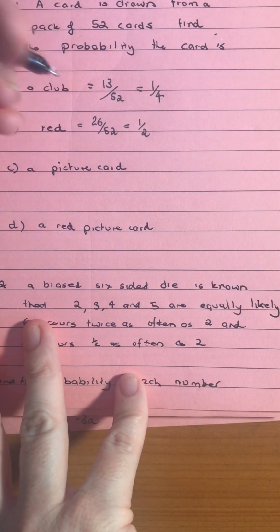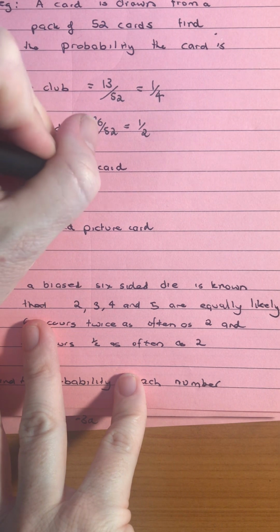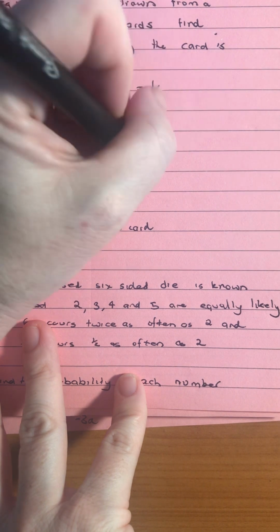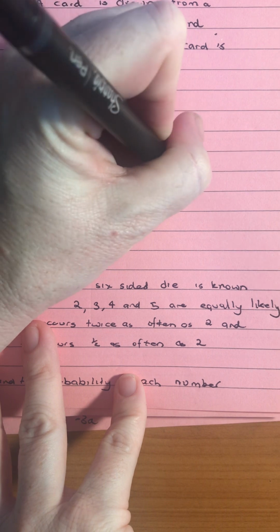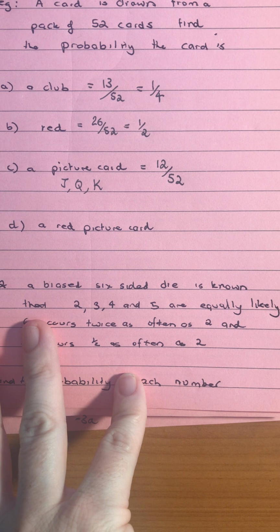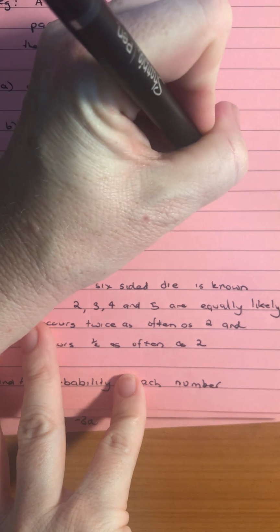Now our picture cards are our jack, queen, and king. So for each of the suits, so we have our 4 suits, we have 3 of each. That will be 12 out of 52. So we can then see if we can simplify that. If we can, and we can reduce that to 3 on 13.